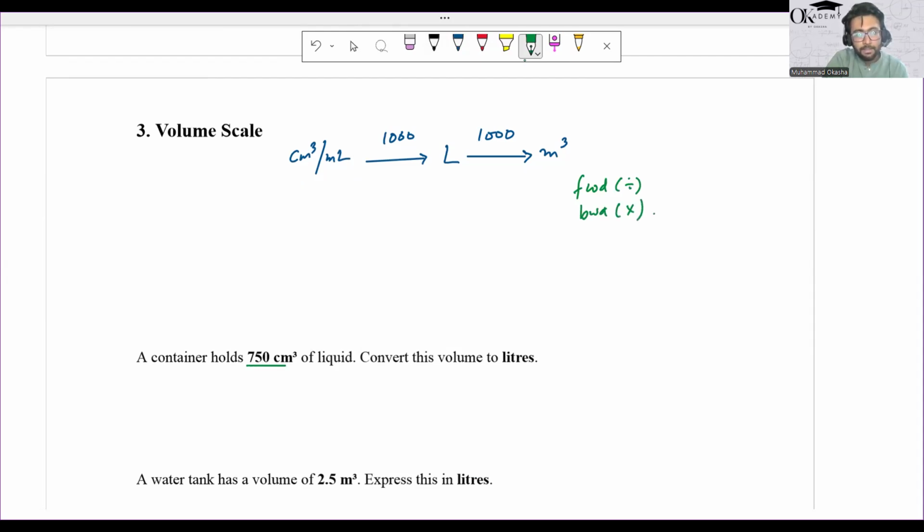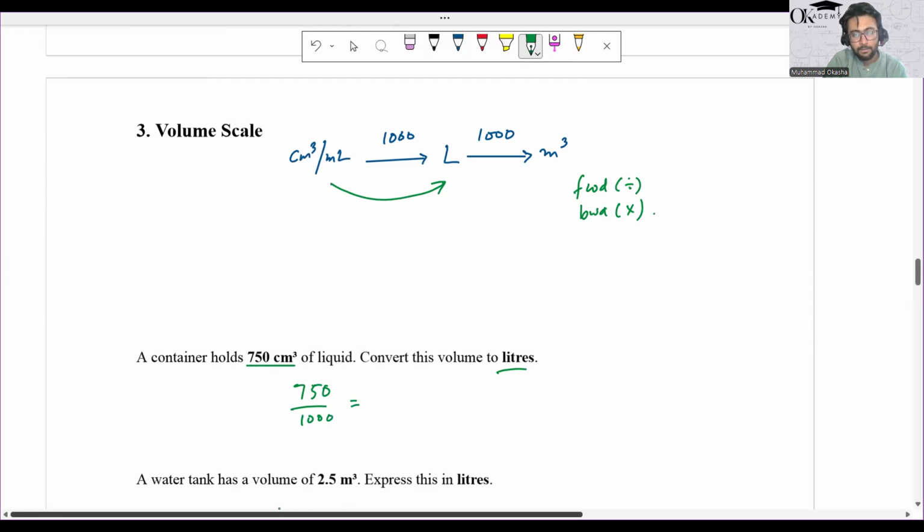Okay, you have 750 centimeter cube of liquid. Convert this into liters going forward. So I'll take 750 and I'll divide by 1,000. So you're going to get 0.75 liters.